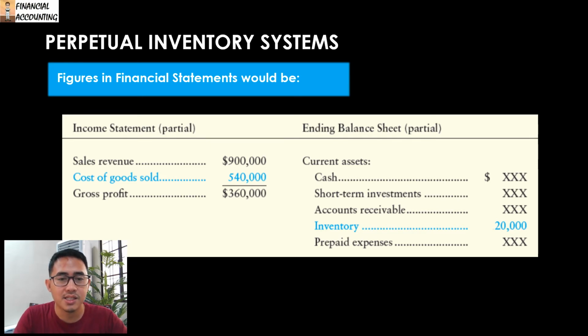Also, in your balance sheet or in the statement of financial position, you need to report inventory, no? So how much is the remaining balance of inventory, and report it under your current assets. Okay, in this case, $20,000.